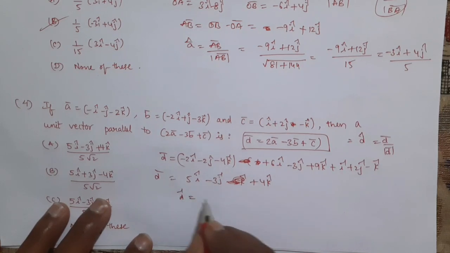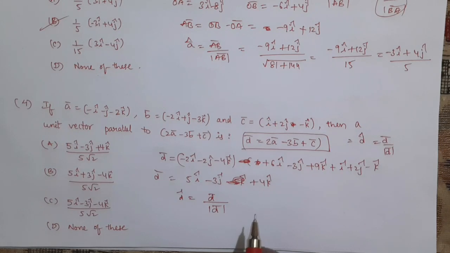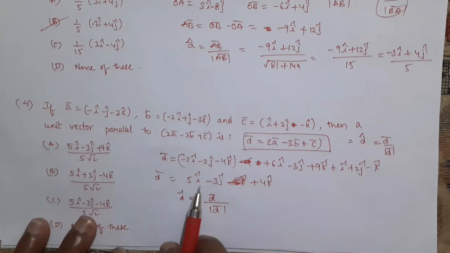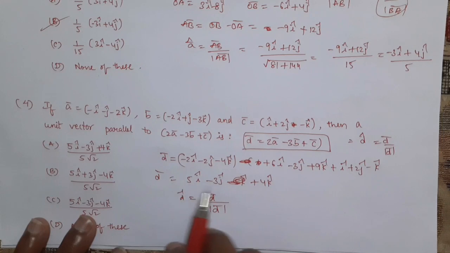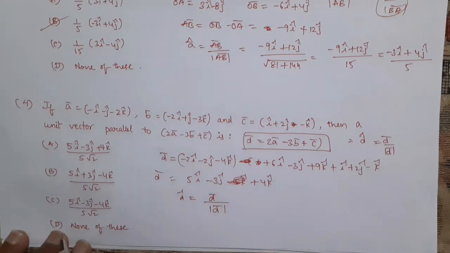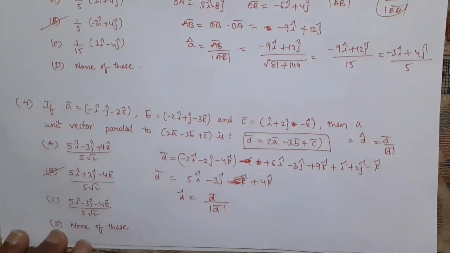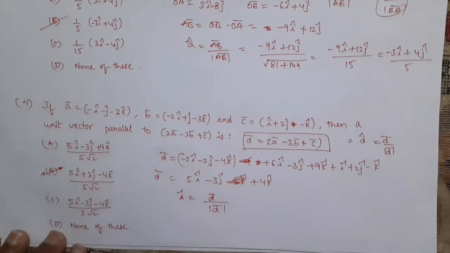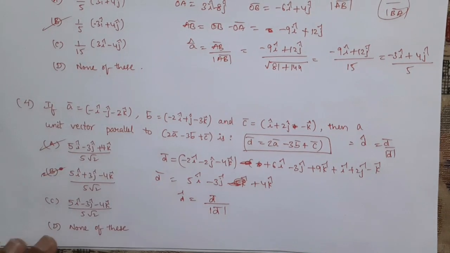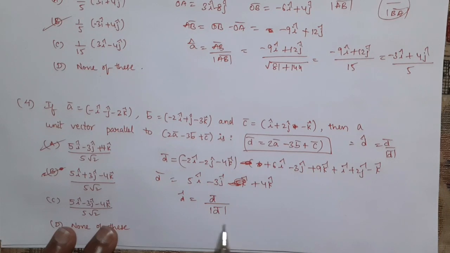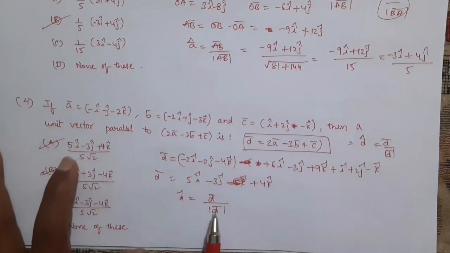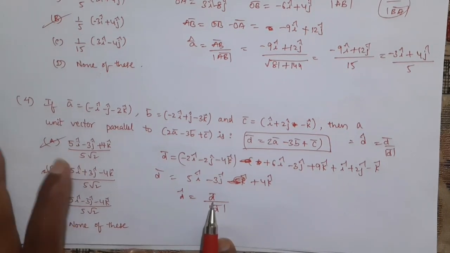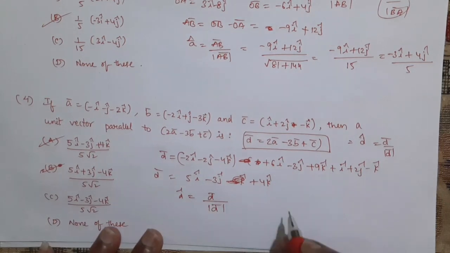But how to find d cap is d bar by modulus of d bar. So here if you observe, what is d bar? We got 5 i cap minus 3 j cap plus 4 k cap. Here, if you observe, option A is the correct answer. Why? Because here the signs are plus, minus, plus, so it will become option A. Okay, no need to waste time finding modulus of d bar. Why? Because already d bar matched here.